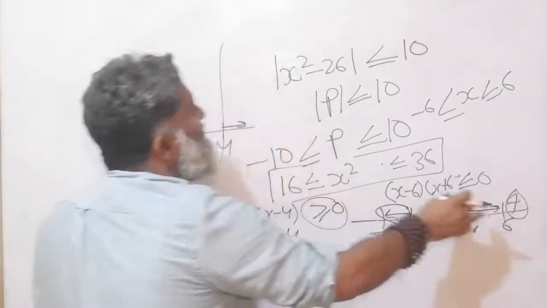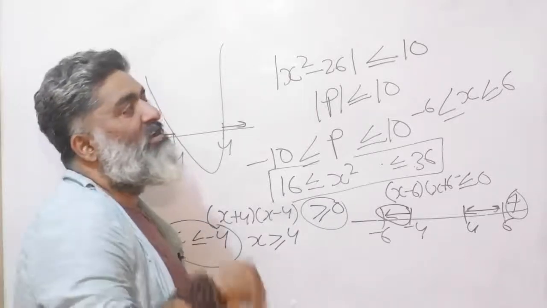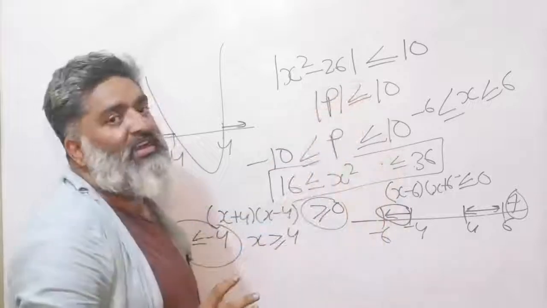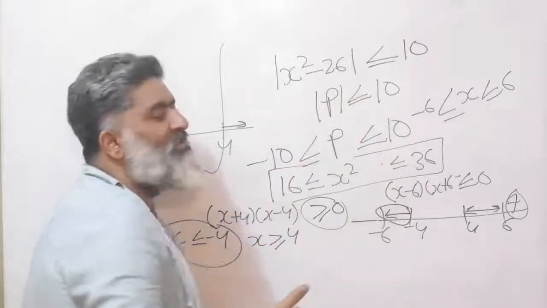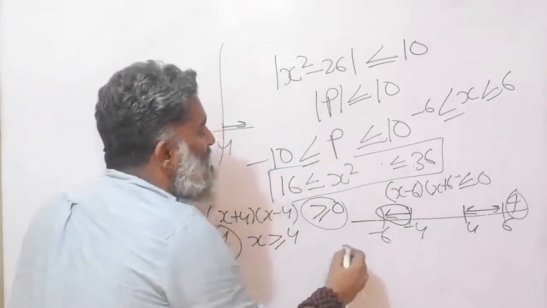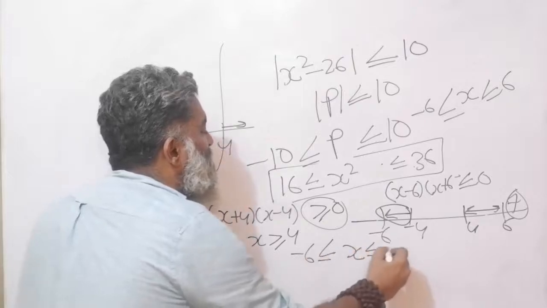What if I put 7 in the story? 7 square 49, 49 minus 26, the difference will be 23. Is 23 less than equal to 10? No, and the same thing will work out in the other direction as well. So if I'm finally solving this, what are my answers? X is greater than equal to minus 6 and less than equal to minus 4.